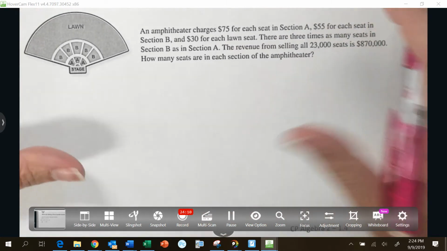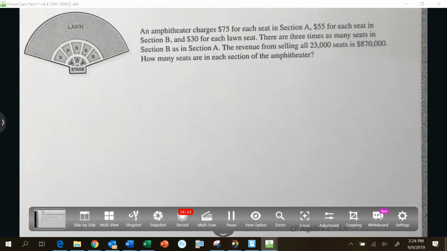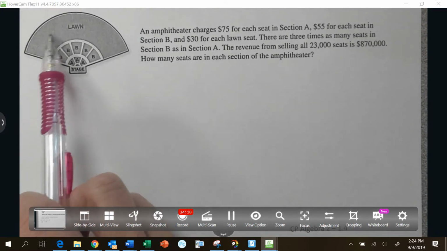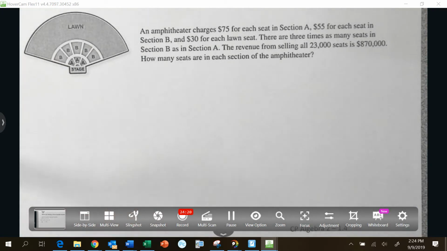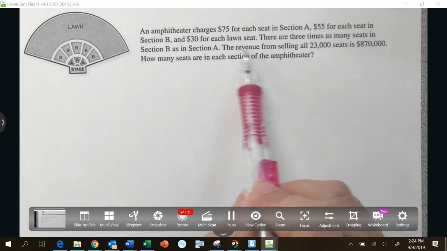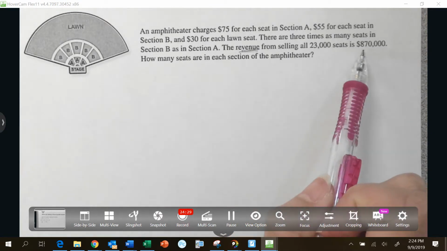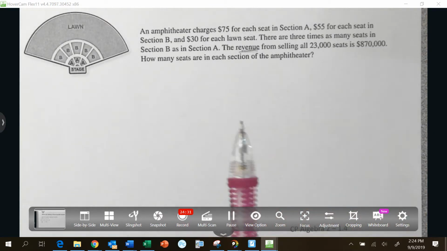Block day. An amphitheater charges $75 for each seat in section A, $55 for each seat in section B, and $30 for a lawn seat. There are 3 times as many seats in section B as section A. The revenue from selling all 23,000 seats is $870,000. How many seats are in each section of the amphitheater?